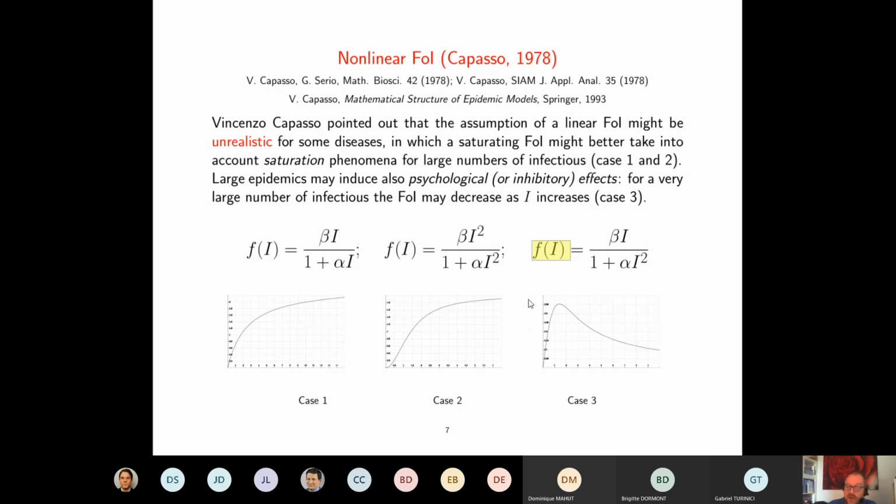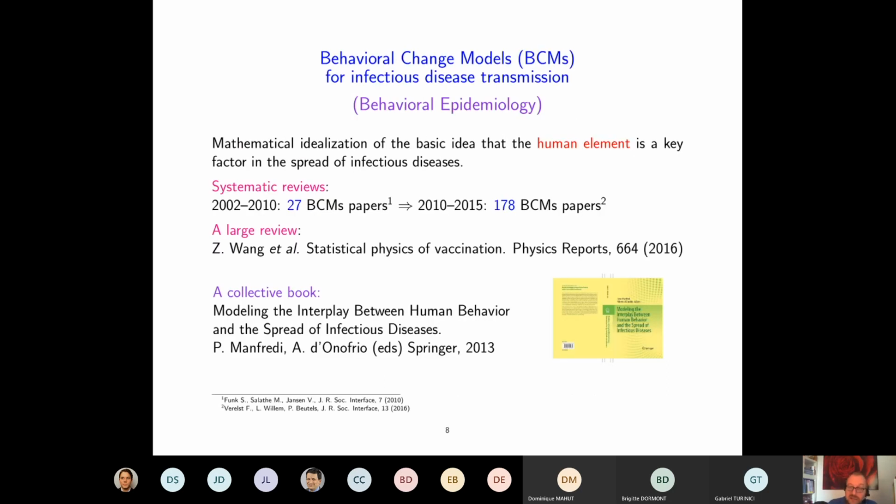So such early works, we can say now, have developed into a special branch of mathematical epidemiology, which is called behavioral epidemiology, or more technically, the behavioral change models for infectious disease transmission. Here, the basic idea is that the human element is a key factor in the spread of infectious diseases, and so this effect should be taken into account in order to understand how an epidemic will unfold.